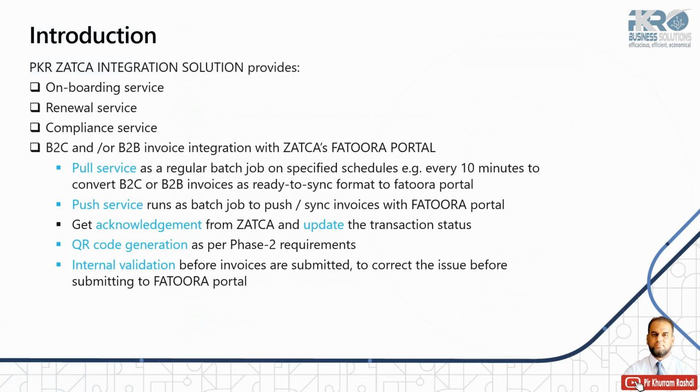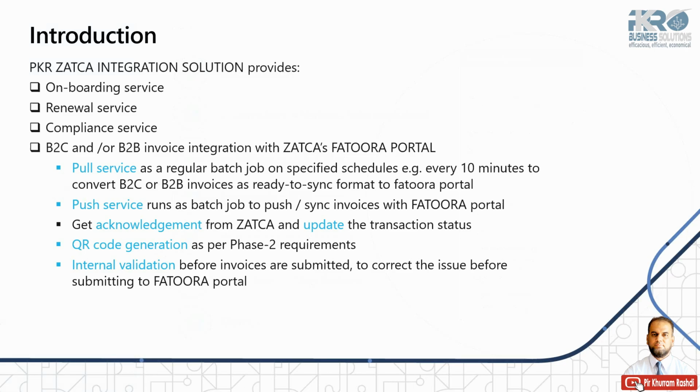So then we have a fifth feature, internal validation, to correct issues before invoices are submitted to the FATOORA portal. ZATCA has provided an SDK. Using that SDK, we have validated our B2C or B2B invoices, and the results will be shown within this solution, so that if there are certain errors, we can fix those errors before pushing to the ZATCA FATOORA portal. So this solution will not send any invoice which has internal validation issues until those are fixed.